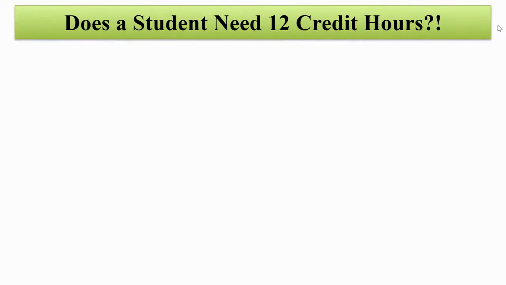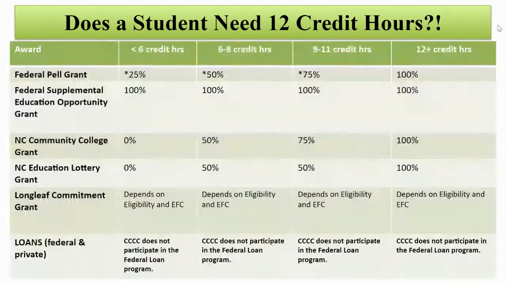Does a student need 12 credit hours? This is a myth. We know a lot of students say I have to be full-time. That is not necessarily true. As you can see, for the federal Pell Grant, if the student is in less than 6 credit hours, they could potentially be awarded up to 25% of their refund. So 6 to 8 credit hours is 50% of their financial aid, and then 9 to 11 is 75%. So it all depends on what they have been awarded.